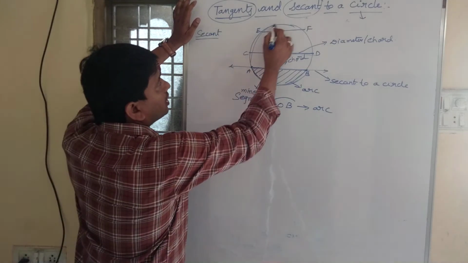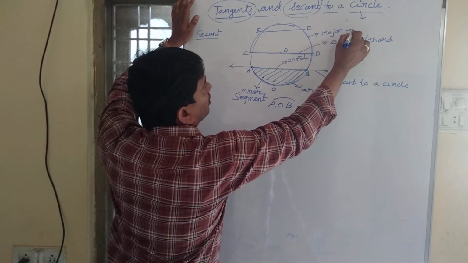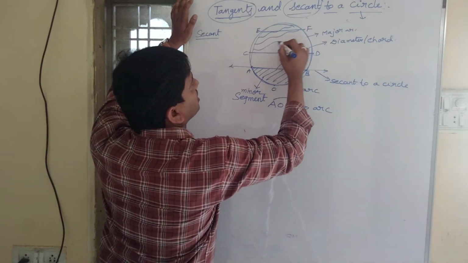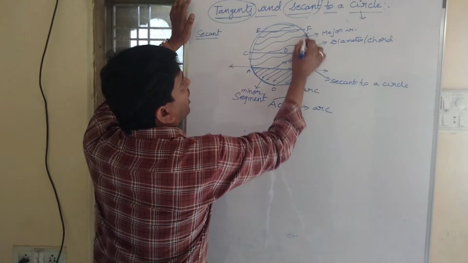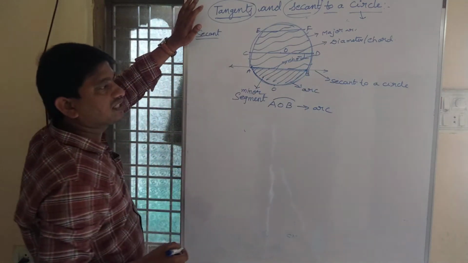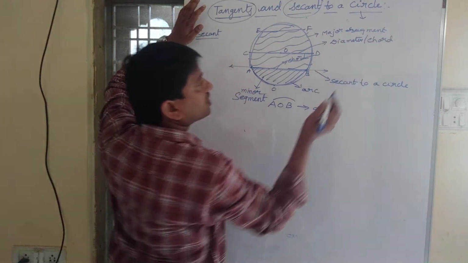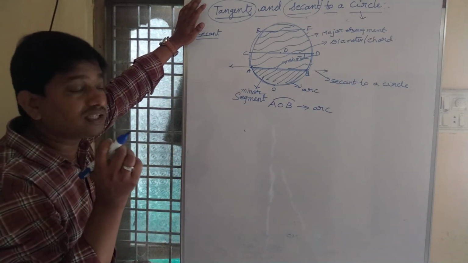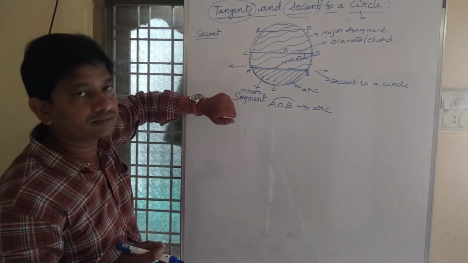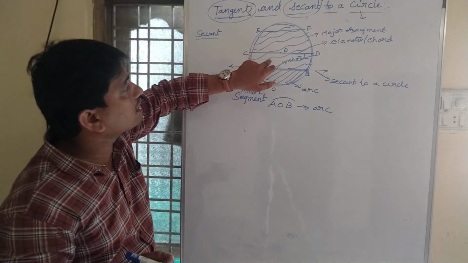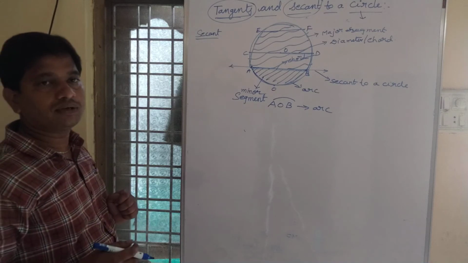Now coming to this, this is our major arc, and if you observe this region, it is the region bounded by a chord and the bigger arc. That is called the major segment. Children, are you understanding the difference between minor segment and major segment? The region bounded by the minor arc and a chord is known as the minor segment. The region bounded by the major arc and a chord is known as the major segment. Right? So this is about segments.